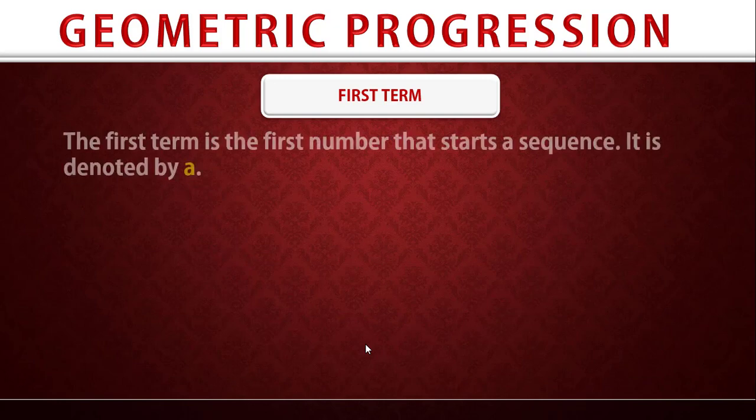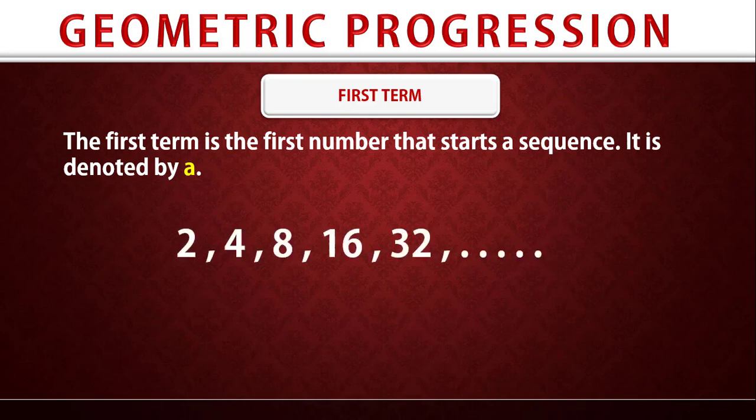So we're looking at the first term right now, and the first term is the first number that starts a particular sequence, and we denote this by letter A. So it's denoted by letter A. So let's look at this example right here, 2, 4, 8, 16, 32. The number starting here, which is this 2, that is the first term. So the first term A is 2 here.